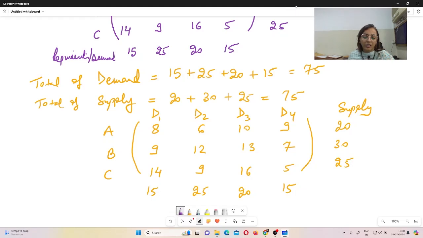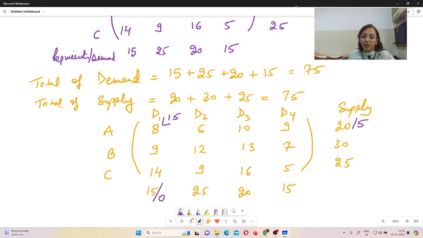The northwest cell is the 8 cell, where the demand is 15 and the supply is 20. That means how much allocation can we give? The maximum allocation we can give is 15. So this demand value will be 0, and the remaining supply over here will be 5 only. This indicates that the A row is not yet completed.